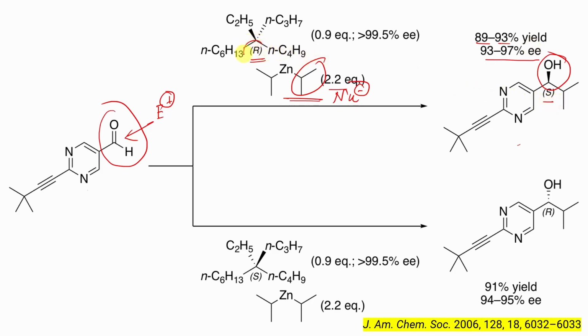Similarly, if you take the other enantiomer, the S version, then what is obtained? The R isomer, this alcohol, with 91% yield and 94 to 95% enantiomeric excess. Now the question: why this change in asymmetry or enantiomeric excess? Obviously because of the chiral environment. And who is providing the chiral environment? Either this hydrocarbon or that hydrocarbon.